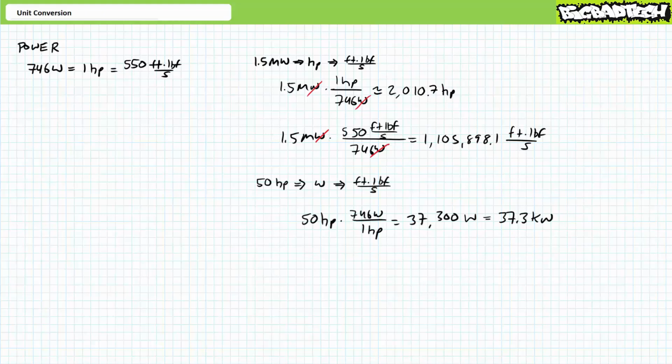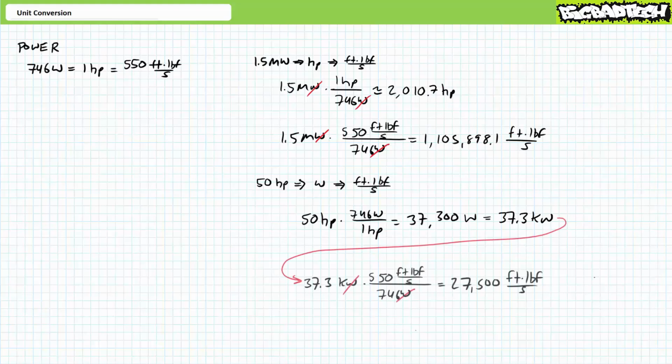Our next problem is asking us to convert 50 horsepower to an equivalent amount of watts. The unit we want, watts, is on top. The unit we don't want, horsepower, is in the bottom. 50 horsepower times 746 watts per horsepower. Units of horsepower cancel out, and we're left with 37,300 watts, or more appropriately, 37.3 kilowatts. We've additionally been asked to convert 50 horsepower to an equivalent amount of foot-pounds force per second.